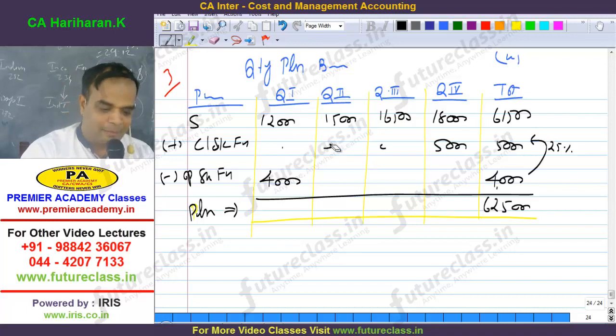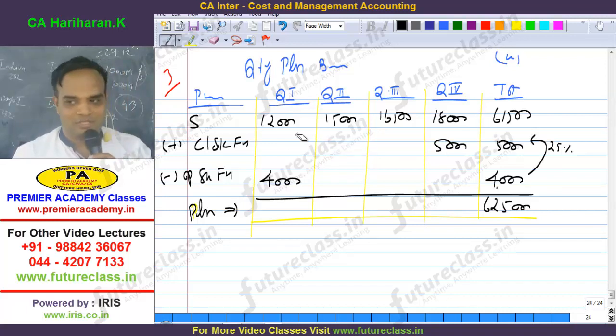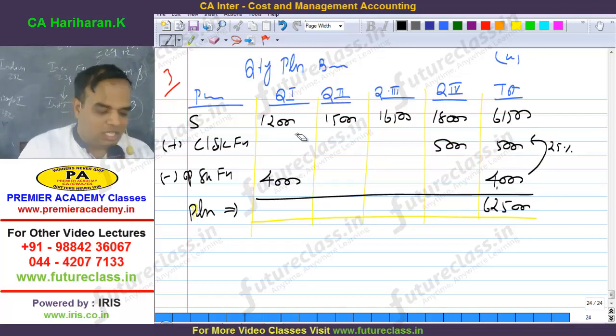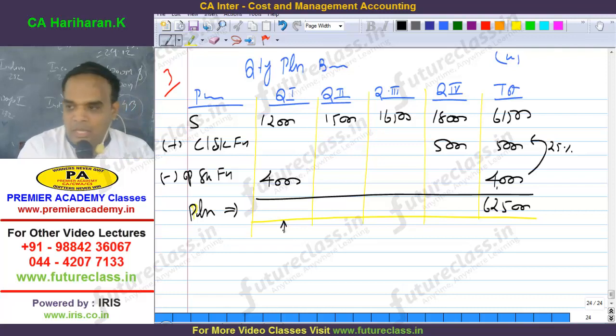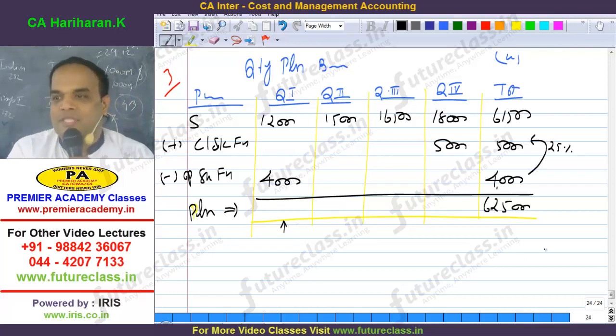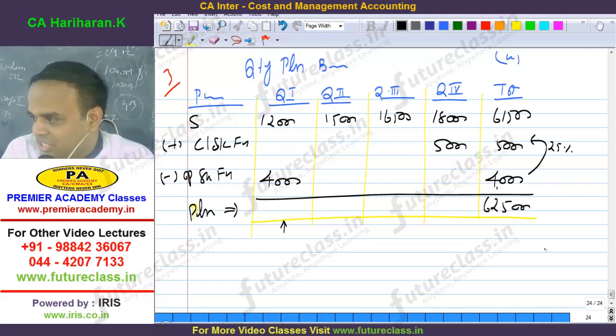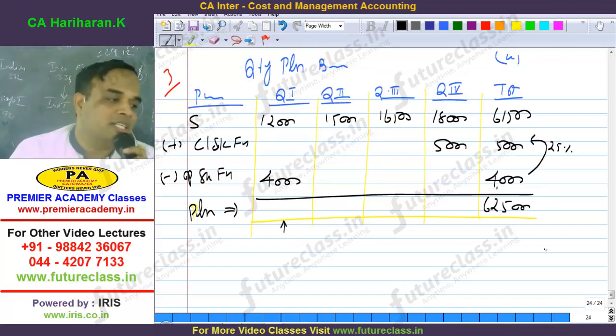Understood? Clear? Because closing stock of one quarter becomes opening stock of the next quarter. Understood? Okay. Now, but we need quarter wise production. For that purpose, in the second paragraph we are going to compute the cost of quarter wise production. Productions are customarily scheduled to 2/3 of the current quarter sales and 1/3 of the next quarter sales demand, that is given in this question.